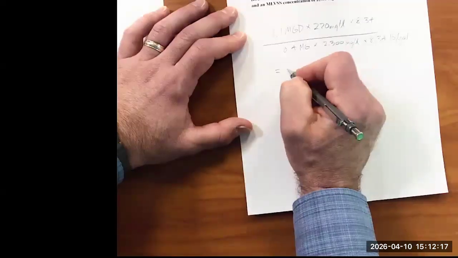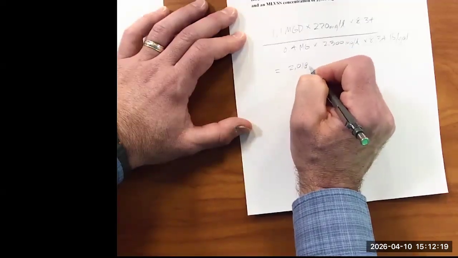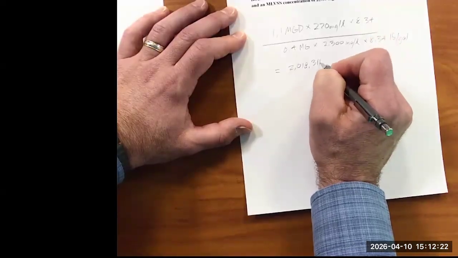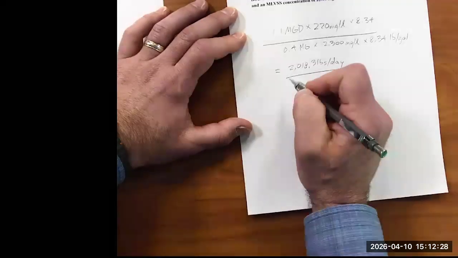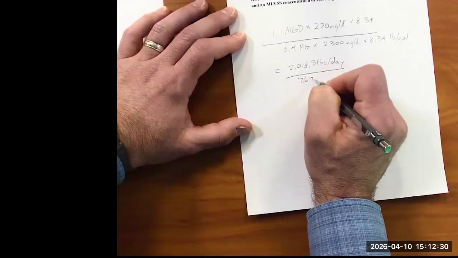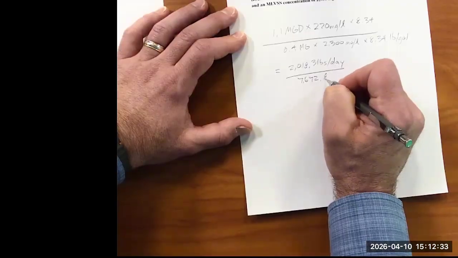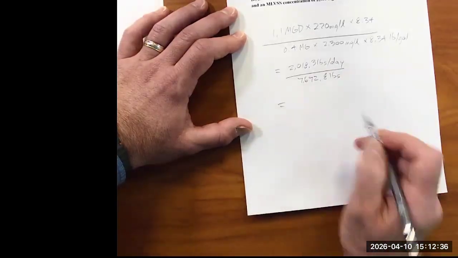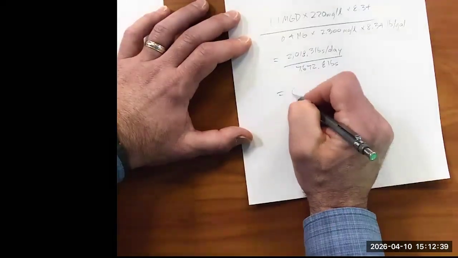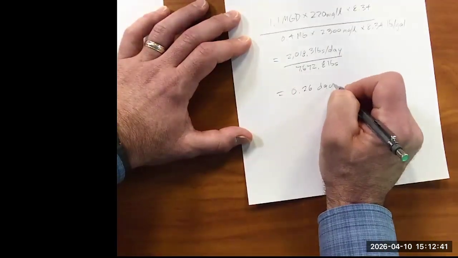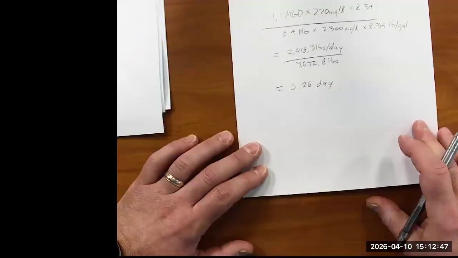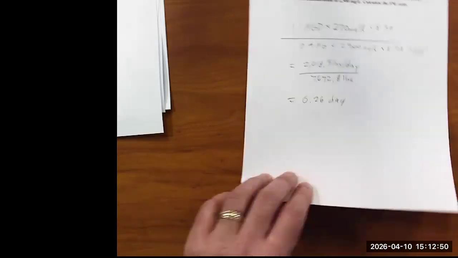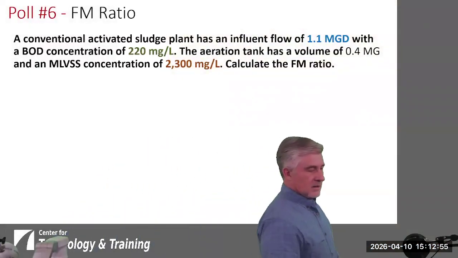So if we multiply this out, we get 2018.3 pounds per day divided by 7,672.8 pounds, which is equal to 0.26 days. All right, that's our F/M ratio, food to microorganism ratio.